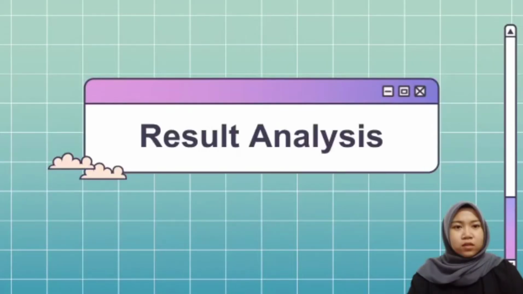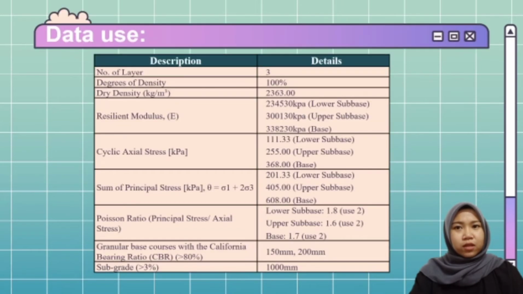That's all. Now is for part result analysis. Firstly, this is the table data used in the CANPAVE software, such as the number of layers, degrees of density, the dry density, resilient modulus, and the others. The value of Poisson ratio is calculated by dividing the principal stress and axial stress. So the Poisson ratio used for the 3 layers is rounded off into 2.